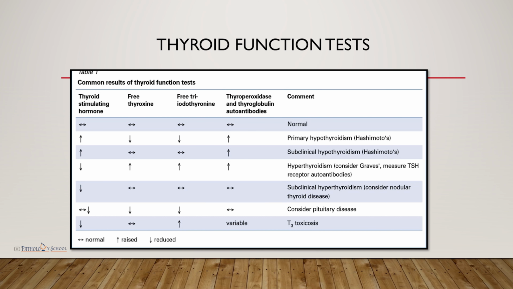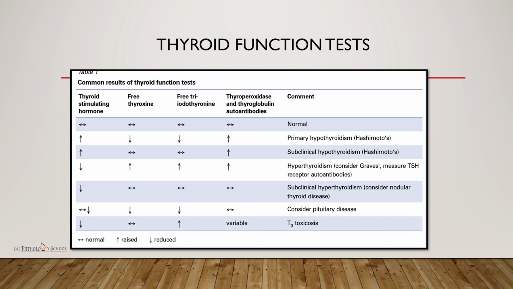Let's briefly have a look at the thyroid function tests. In primary hypothyroidism, there is decrease in T4 and T3, which in turn increases the thyroid stimulating hormone. In subclinical hypothyroidism, the T3 and the T4 levels are normal, but the TSH levels are high.